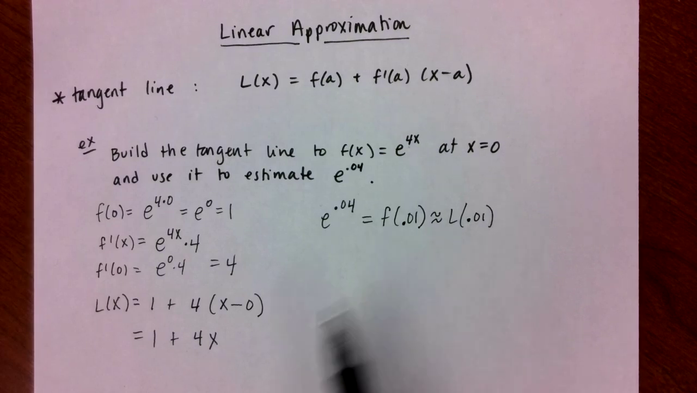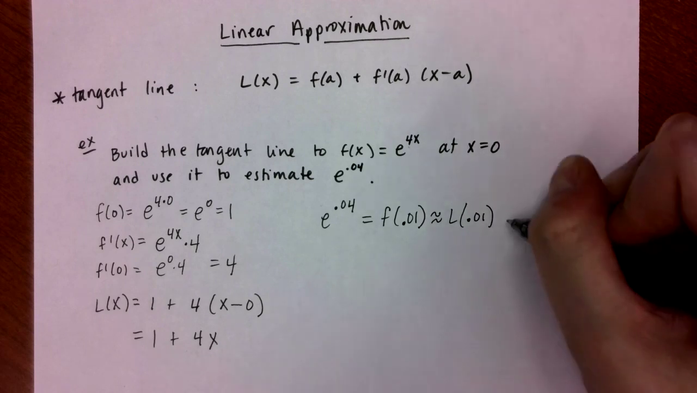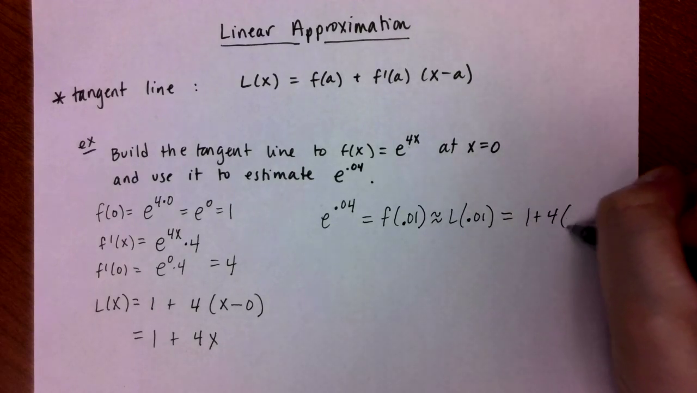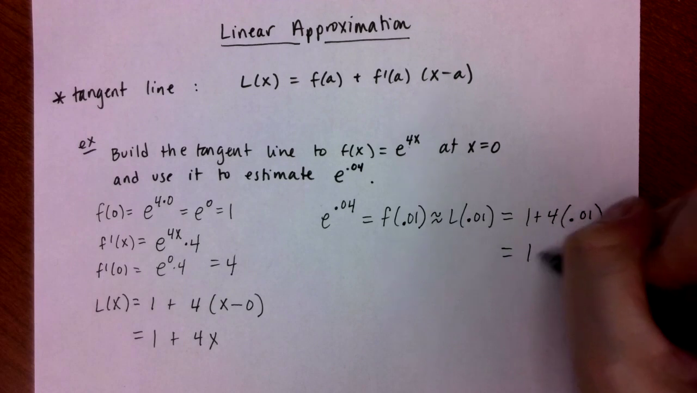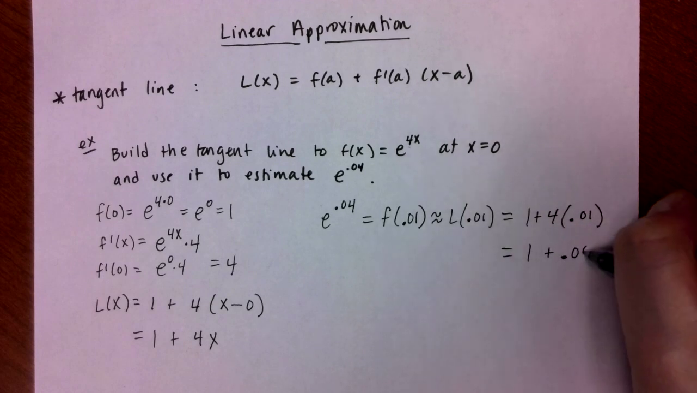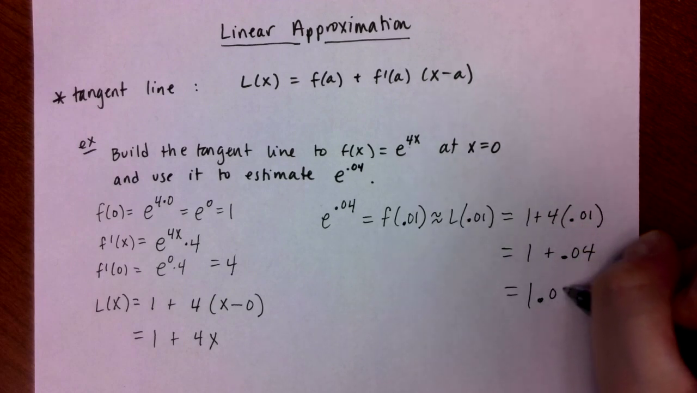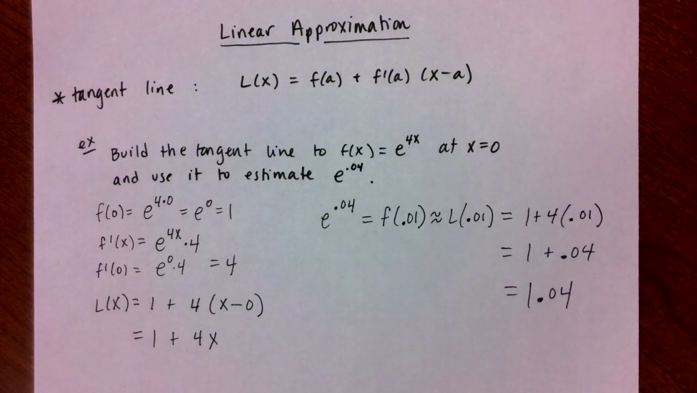All right, so now I'm going to plug 0.01 into this formula. That's 1 plus 4 times 0.01, 1 plus 0.04. So we get 1.04 as our answer for that second question.